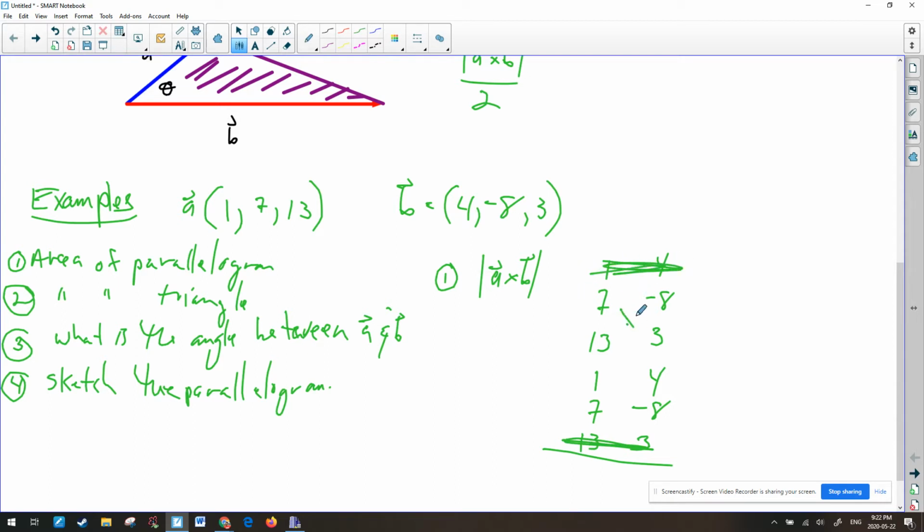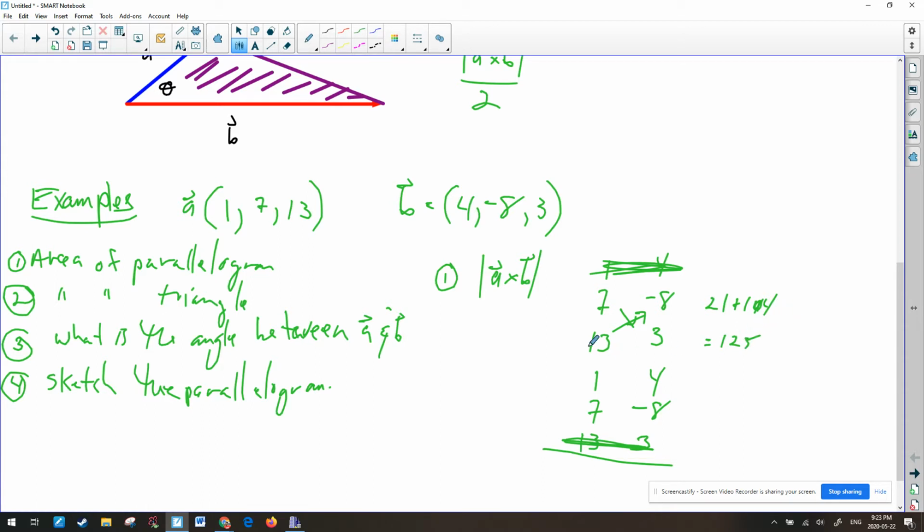So we're going to do downy minus uppy. So we're going to do 21 minus negative 104. So 21 plus, that's going to be 80 and 24, so plus 104. So I guess that's going to be 125 if I've done that correctly.